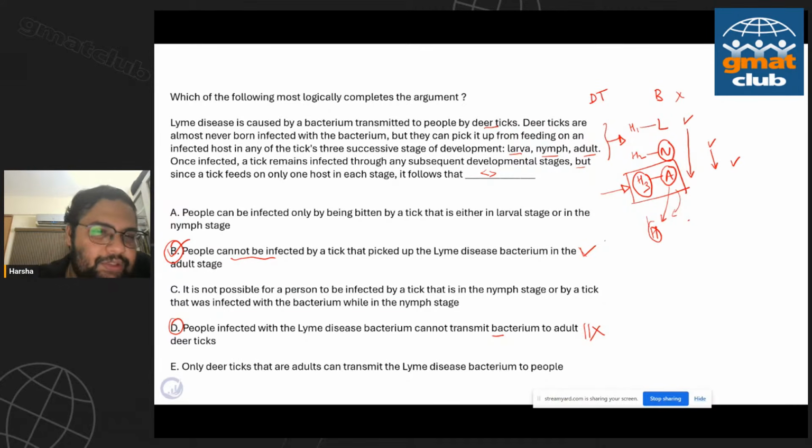You can quickly process choice A. People can be infected only by being bitten by a tick that is either in larval or in nymph stage. No, maybe the tick got infected in the nymph stage or in the larval stage, but once it became an adult, it latched onto a human host and infected the human. Very much possible. So to say that people can be infected only by larval or nymph ticks is not necessary. A person can be infected at the adult stage as well. So that's an example of why choice A is wrong as well.